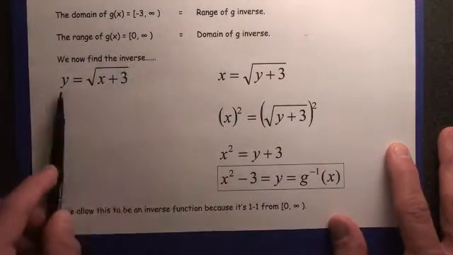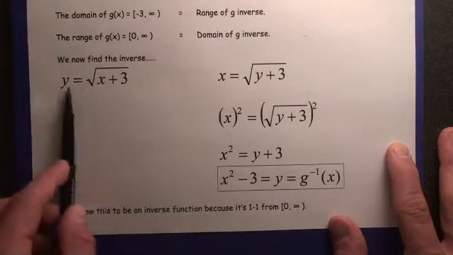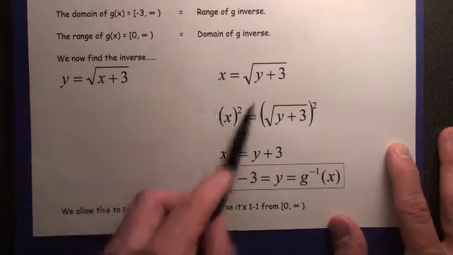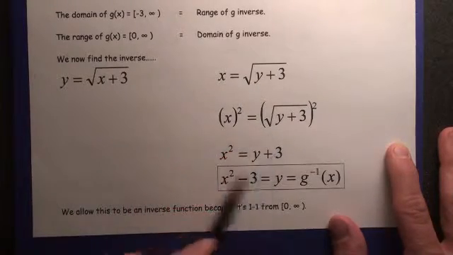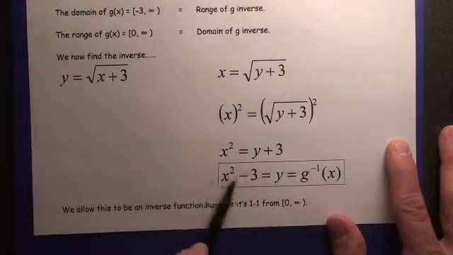It says we now find the inverse. Okay, so we're going to reverse y and x right over here. Solve for y by squaring both sides, get rid of that square root, then subtract 3. We got g inverse equals x squared minus 3.